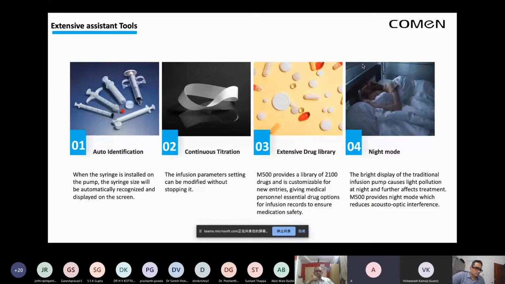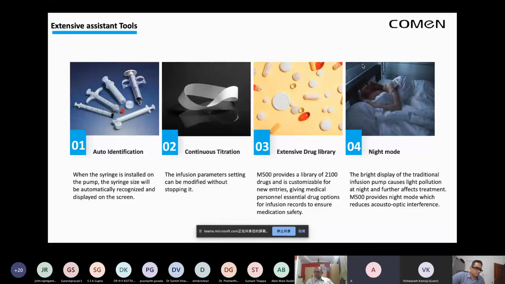And the second one, continuous titration. So the infusion parameter setting can be modified without stopping it. For example, during one syringe's infusion time, if you want to set up the parameter, there is no need to stop anything. Just set up and confirm, and it automatically shifts to another one.